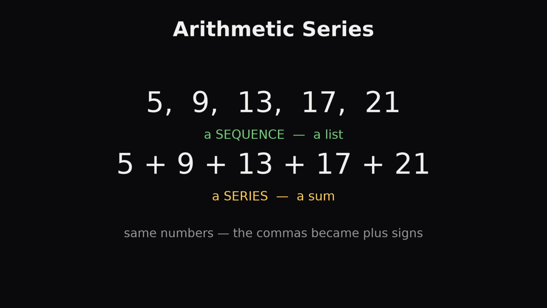So let's add it. 5 plus 9 is 14. Plus 13 is 27. Plus 17 is 44. Plus 21 is 65. With 5 terms, you can just add them up like that. The formula is for when there are 50.